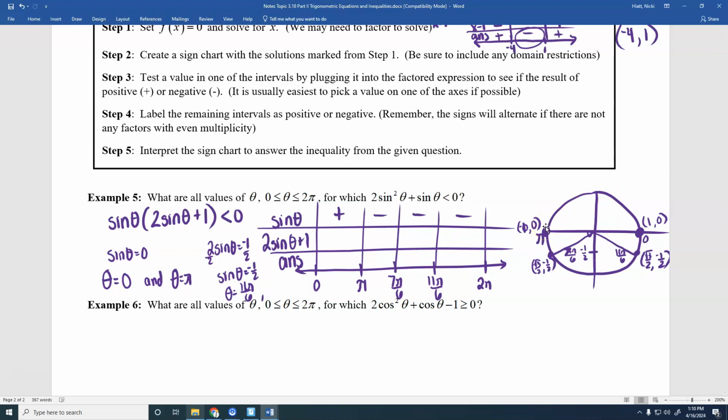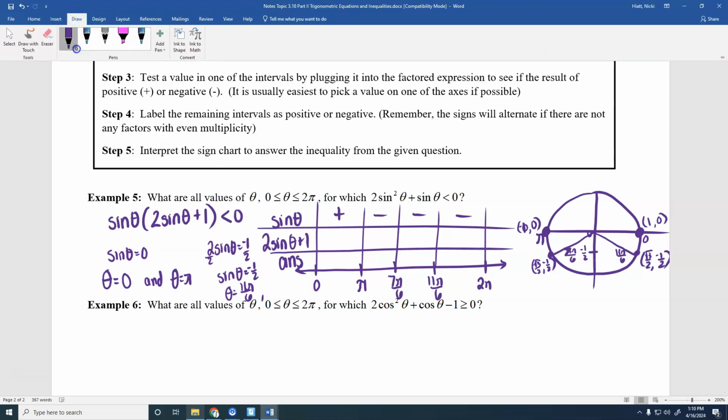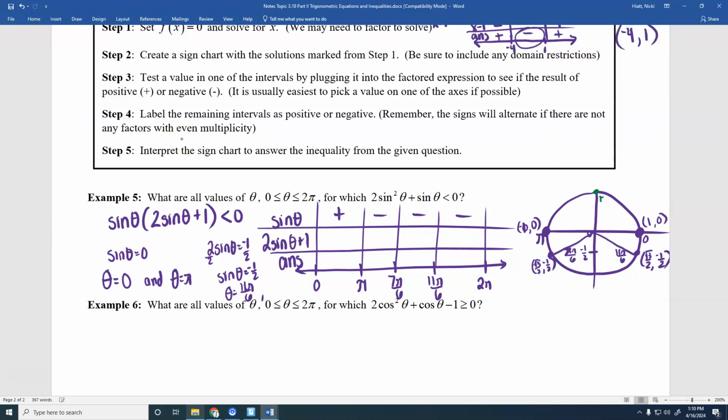We might have a hard time figuring out, right? So we could pick a value anywhere from 0 to 2 pi. I would probably pick pi over 2. It's an easy one, right? And those are the coordinates 0, 1. So sine of pi over 2 would equal 1, right? Like if we're plugging in pi over 2. So I'd have 2 times 1 plus 1. Is that going to give me a positive or a negative number? Positive number. Right there, so I'll go positive.